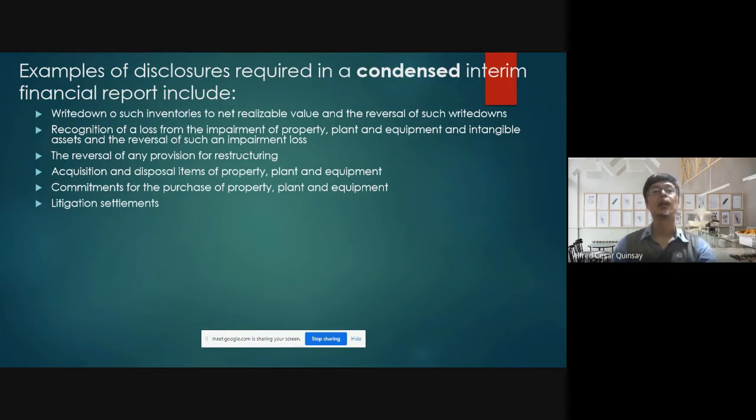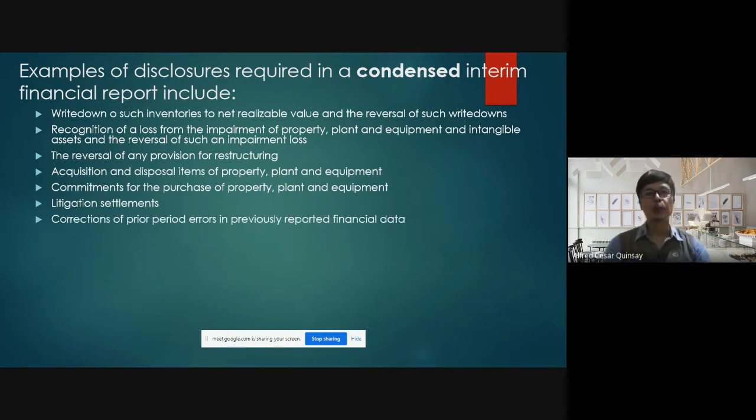has to settle an obligation, no? And it may not be measurable kung magkano yung amount na yon, but it has to at least disclose, no? Especially if this is a contingent liability, no? Okay, so it needs to disclose, especially if it was incurred during that period or that particular, let's say, quarter. Next is yung corrections of prior period errors in previously reported financial data.